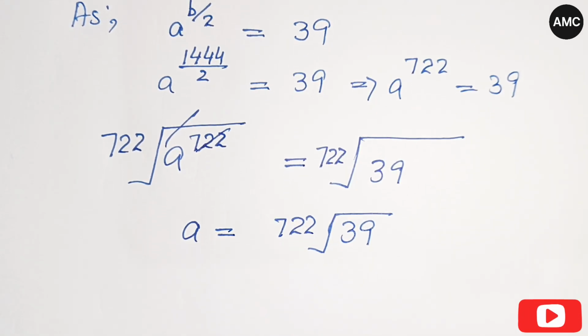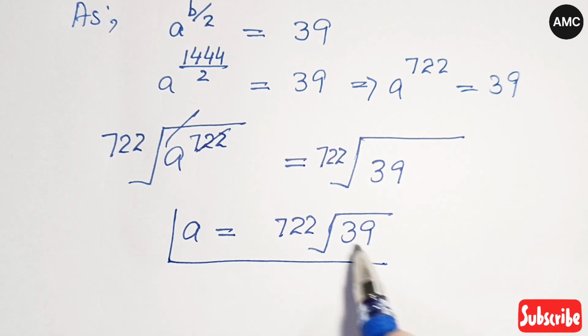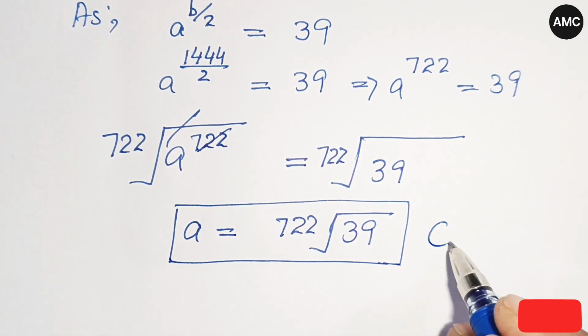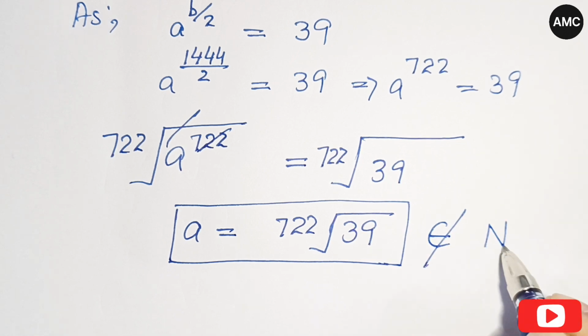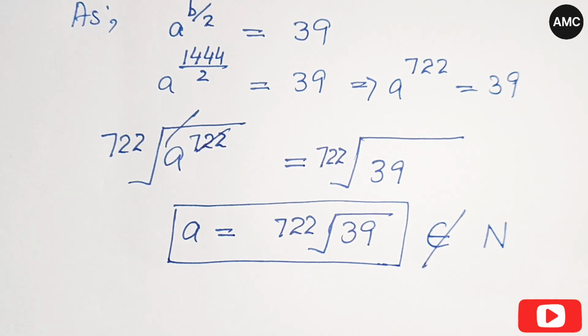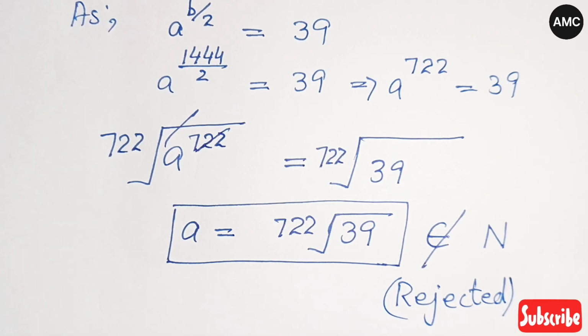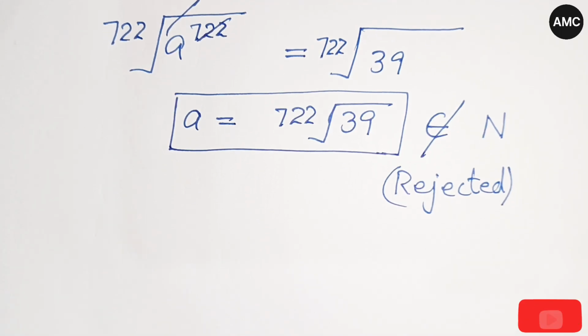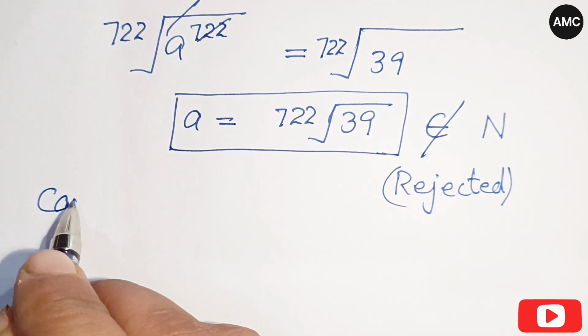Now this is the value of a, and we see that the value of a is not an element of the natural numbers, so it is not a natural value of a. As we are given that the values of a and b should be elements of the natural numbers, it is rejected here. Now we are going to solve our case number 2.